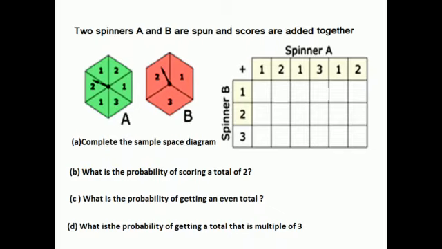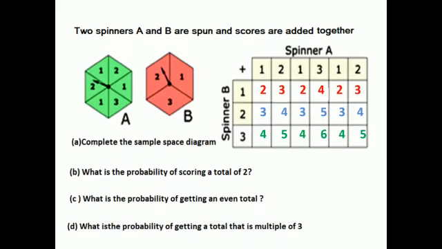That means plus. You can write the numbers column-wise and row-wise and add them together. The first row you will get 2, 3, 2, 4, 2, 3. 1 plus 1 is 2. Next row, 3, 4, 3, 5, 3, 4. Then 4, 5, 4, 6, 4, 5. After finishing the sample space diagram, you have to answer the remaining questions.